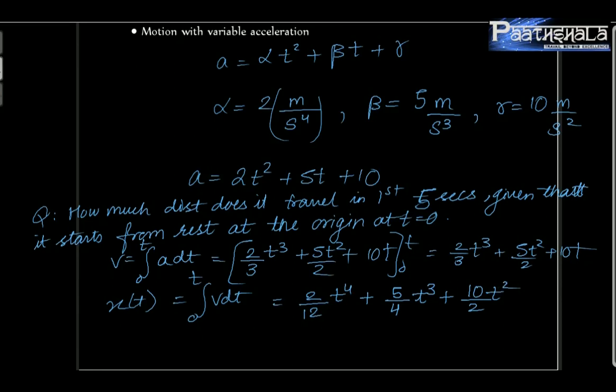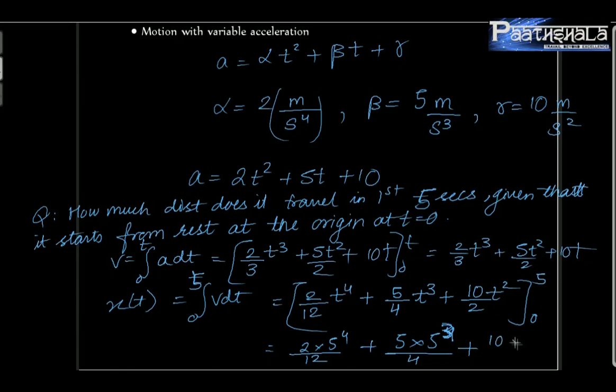Okay, so instead of 0 to t, if we put 0 to 5 over here, then we have to substitute the limits of 0 to 5 here, right? And then whatever is the answer, namely 2 into 5 raised to 4 divided by 12 plus 5 into 5 raised to 3 divided by 4, so total it's 5 raised to 4 actually here also, plus 10 into 5 square divided by 2. So whatever is the numerical answer is the answer to our question.